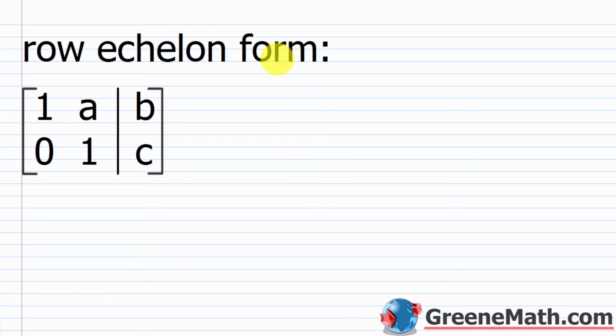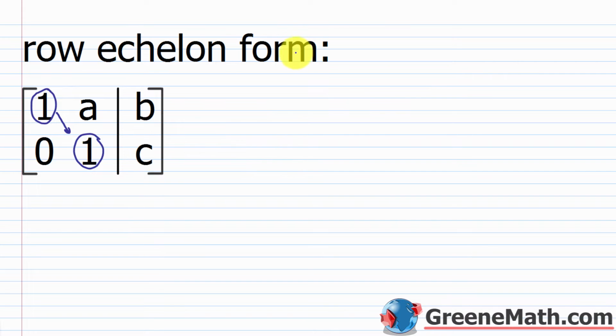So what you want is ones down the diagonal. Starting at the top left, you have a 1. Then going this way, you'd have another 1. Now, beneath the ones, you're going to put a 0. So this has to be a 0. Now, you're going to have real numbers above and to the side. So this is A, B, and C, just representing real numbers.